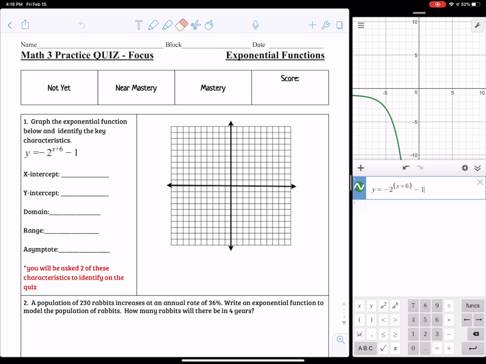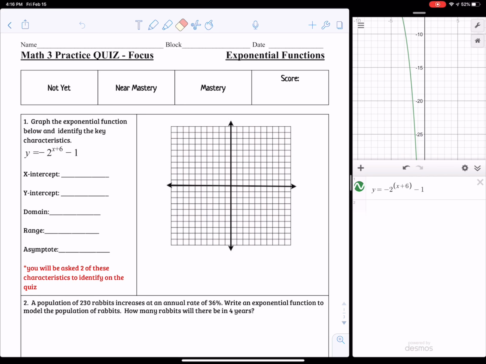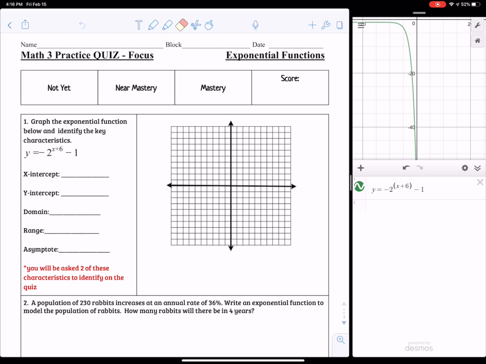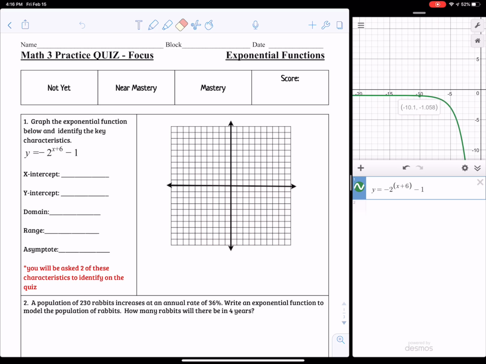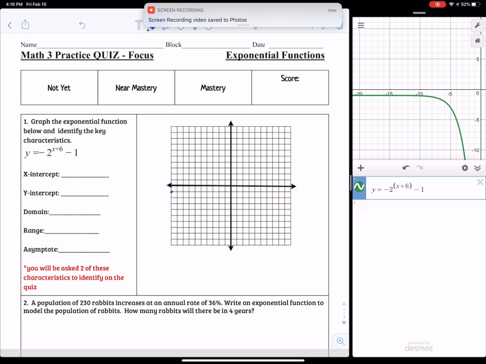Then you can hit the home key if you need to make it come back to a normal looking window. First let's plot the graph. Let's get some points. That's -10, -1, close to that. So let's plot that point. Let me switch colors. Then it looks like it's at -5. -3 is another good point.